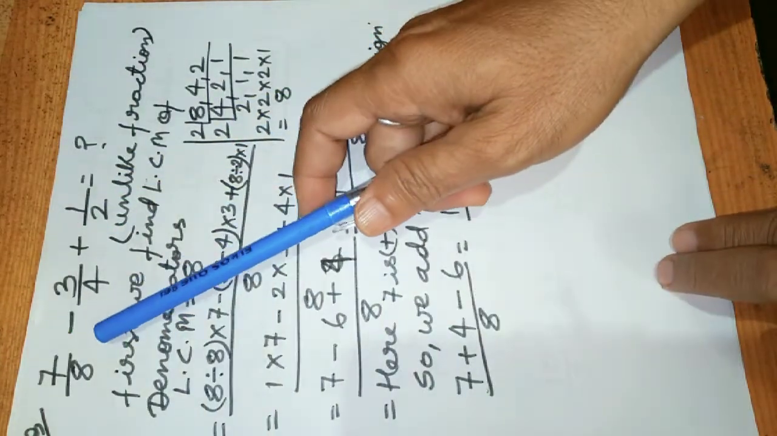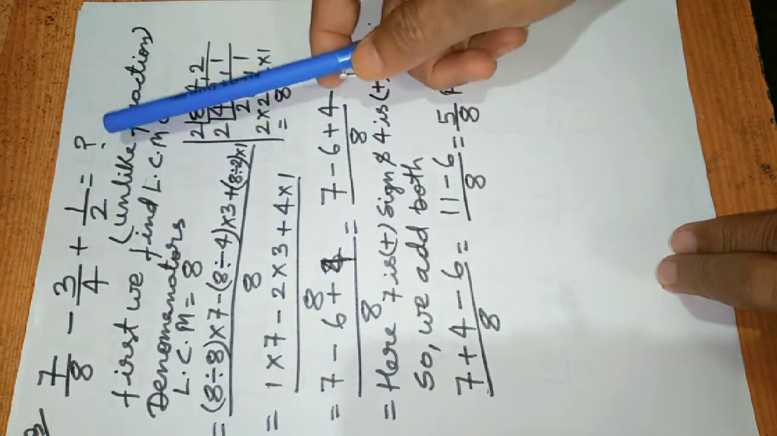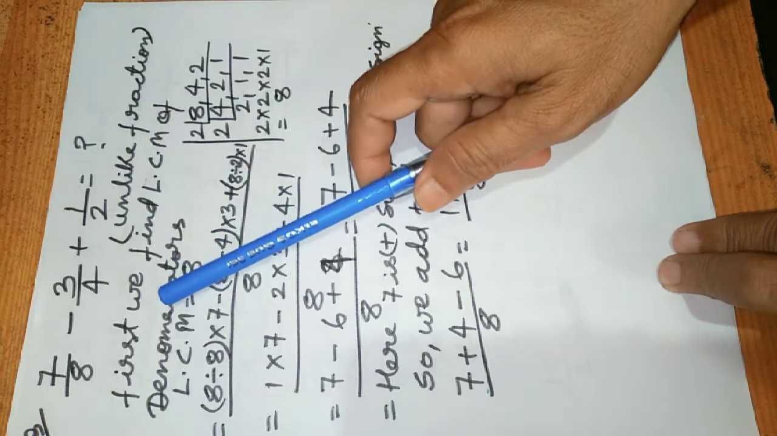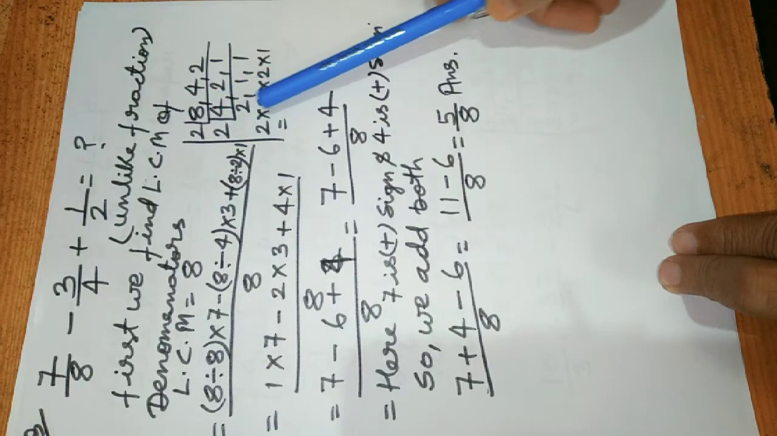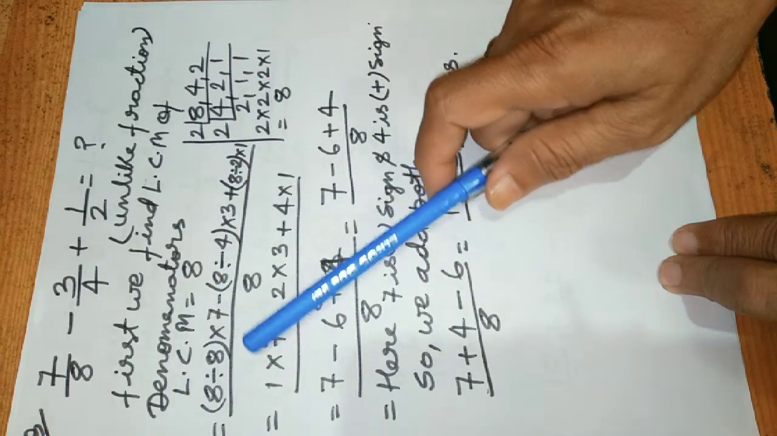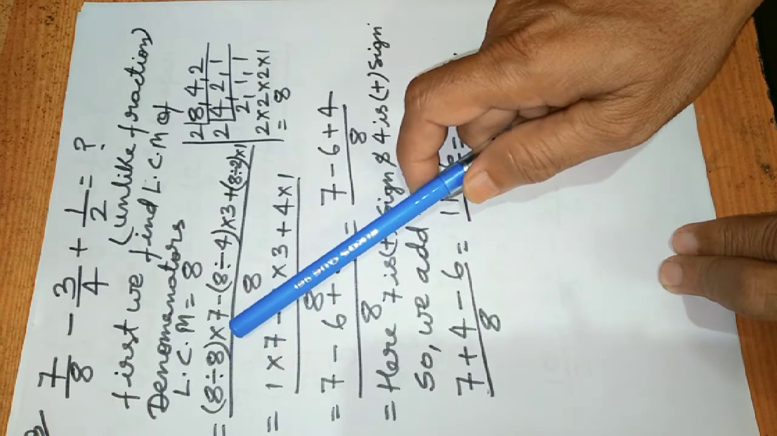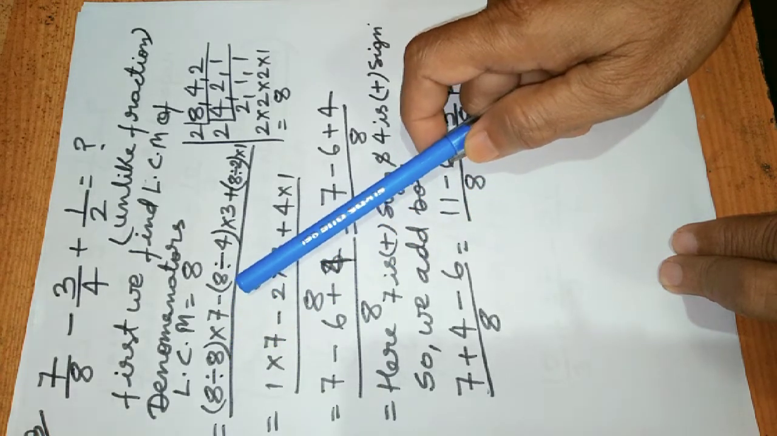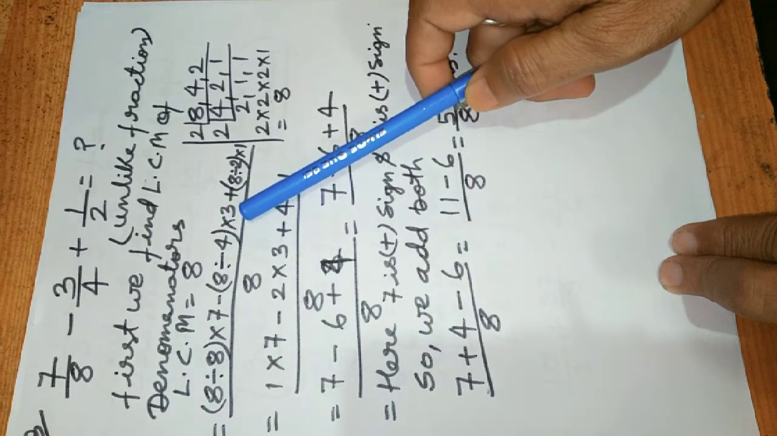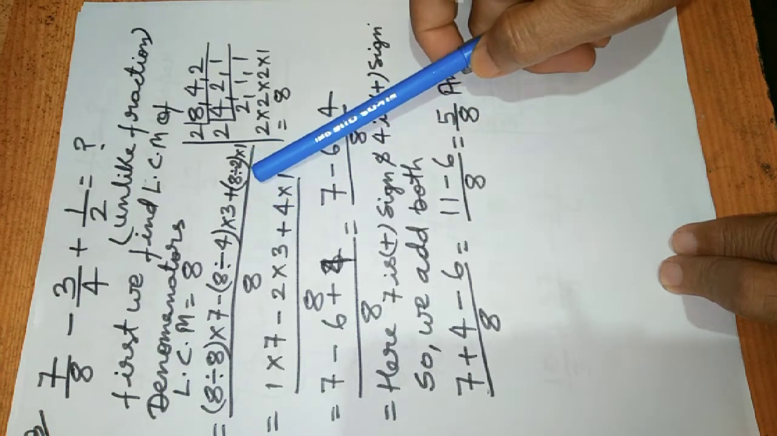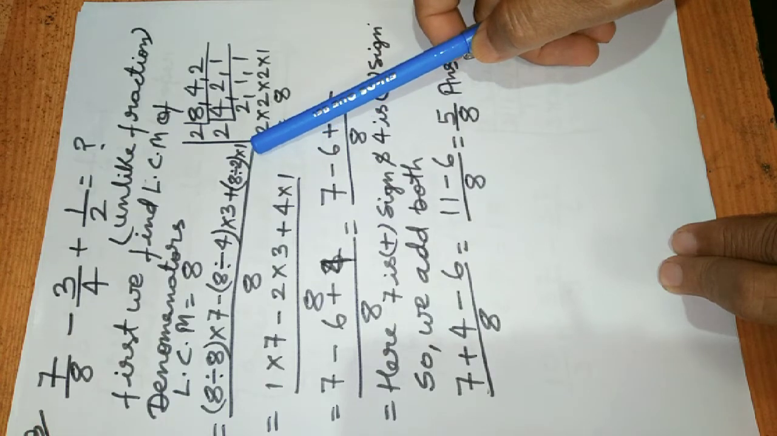Next question: 7 by 8 minus 3 by 4 plus 1 by 2 is equal to what? Unlike fractions, first we find the LCM of the denominators. Here the LCM of the denominators is equal to 8. LCM divided by the first denominator multiply numerator, minus LCM divided by the second denominator multiply by numerator, and LCM divided by the third denominator multiply by numerator.